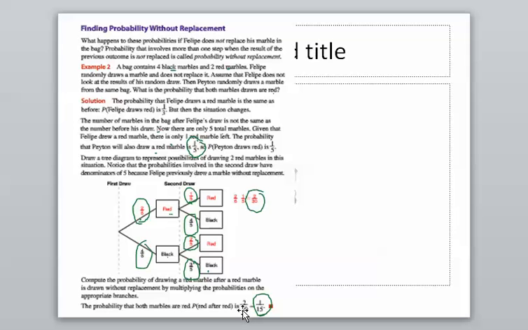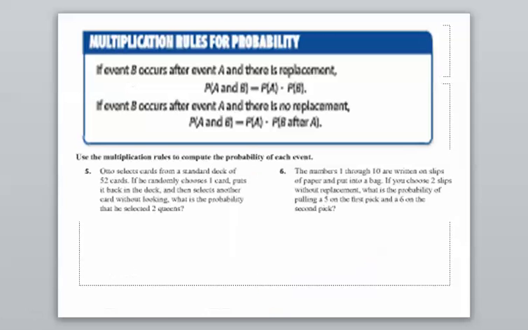So it's one of those things where you have to be aware. Are they putting the marble back or not putting the marble back? Okay? So, if an event occurs and there is replacement, then to find the probability of both A and B, you're going to take the probability of A times the probability of B.